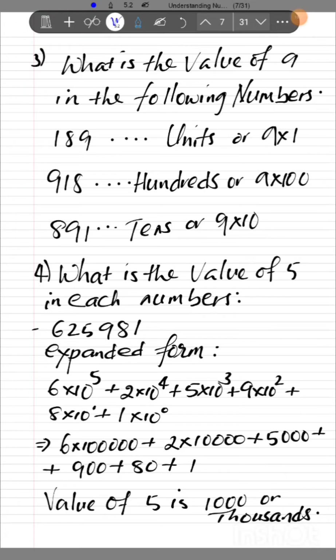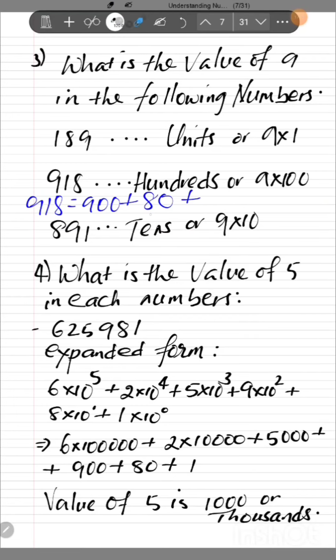Now, what's the value of 9 in the following numbers? 189. The value of 9 is units, which is the last one. So 180, 80 is in the tens, and 9, 189. So 9 is in the position of the units. What about 918? It means 900 plus 10 plus 8.